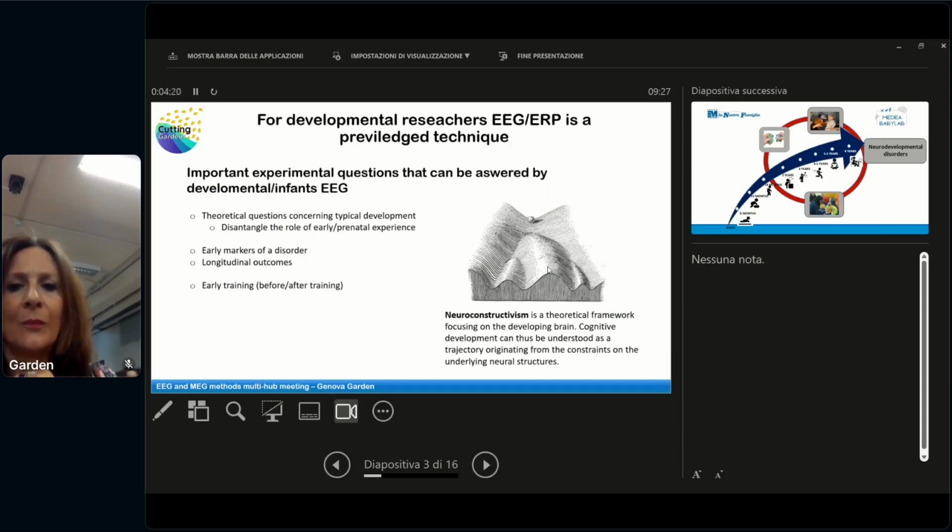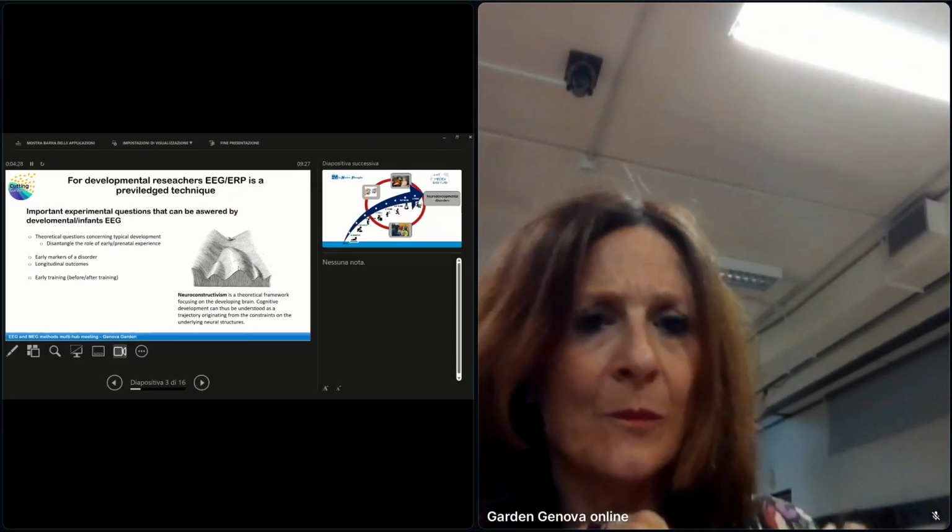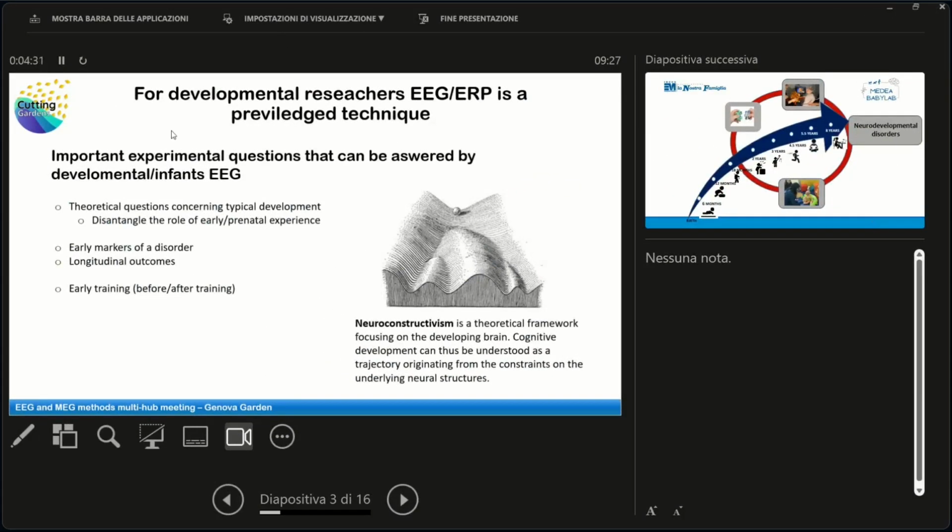And we can even use EEG ERP to test the effect of early training by using the same technique before and after a training. According to some theoretical framework, this one is called neuroconstructivism, we know that the end point of development is unique. Even if the starting point can be similar, the end of the trajectory is constrained by several factors that make the end point unique for everyone.